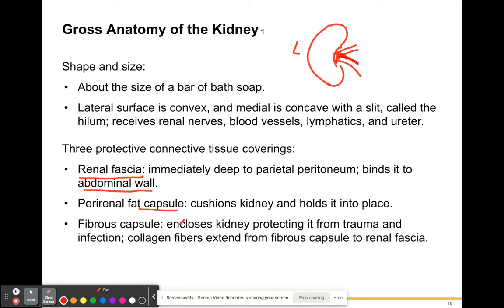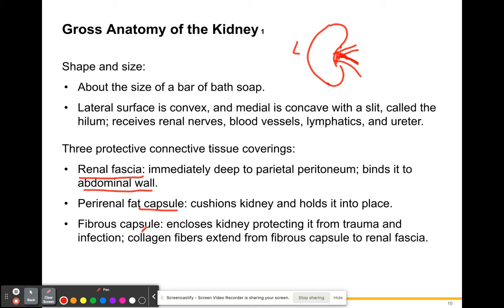Okay, fat is a very, very good insulator. It's going to help keep heat in your body, and it's also going to be a nice cushion so that when your body gets jostled around, your organs don't go slamming into one another or into other structures, which could hurt the organs, right? We don't want our kidney slamming into our vertebral column. Our vertebral column is kind of sharp and pointy and hard, and that could damage the kidney, or your ribs for that matter, the soft tissue of the kidneys. So this fat capsule is going to help hold it in place and cushion the kidney.